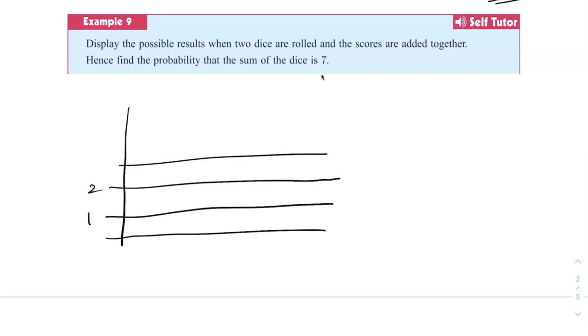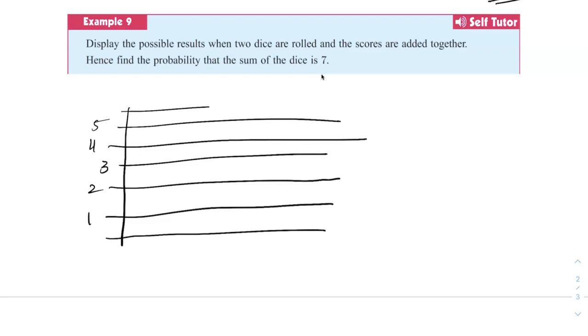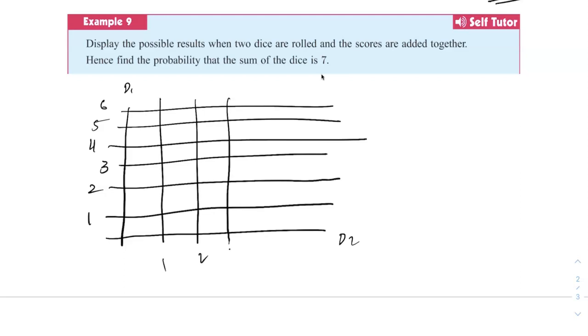2, 3, 4, 6, which is die 1. Let's do die 2. 1, 2, 4, 5, 6. Like that. Now, all these intersections are all the possibilities you could get. So it's 1,1, 1,2. There's 36 in here because it's 6 times 6. So each one of these is what you get.